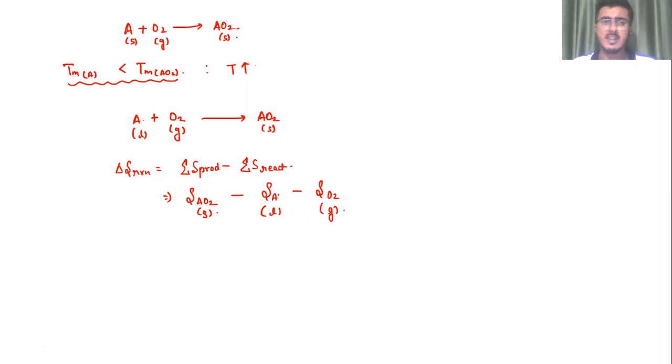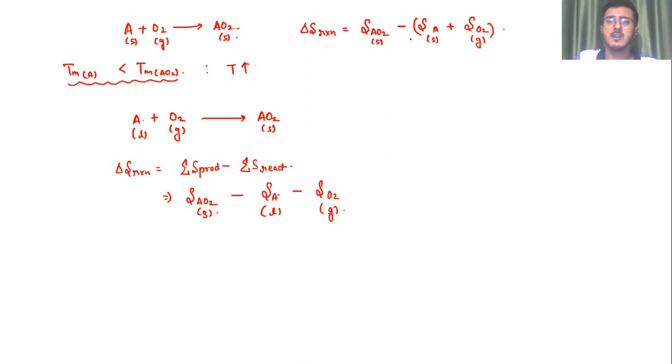Initially, when your reactant was in the solid phase, it has now converted into the liquid phase. So if I write down the change in the entropy of the reaction for my very first reaction, this is the entropy of your AO2, that is solid, minus the entropy of your reactant A, which is also solid, plus, in bracket, oxygen in the gaseous phase. The solid terms will be approximately zero, and from here I obtain that delta S of the reaction is basically equal to minus S of O2.